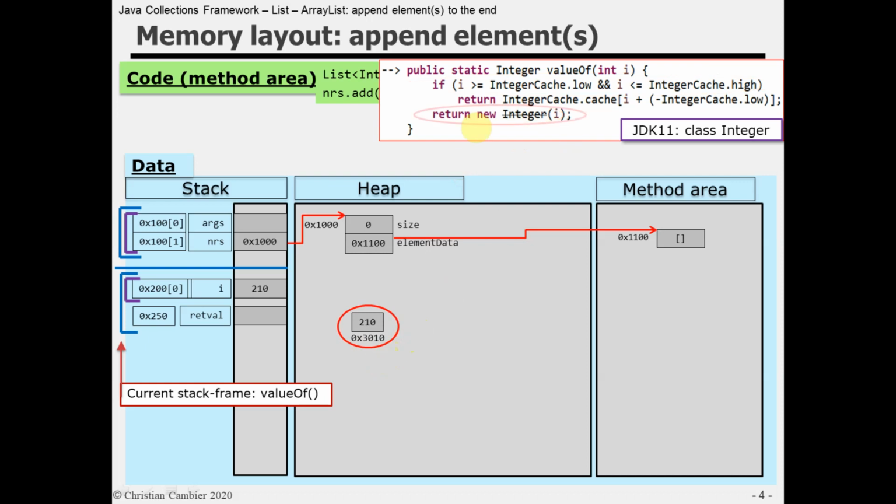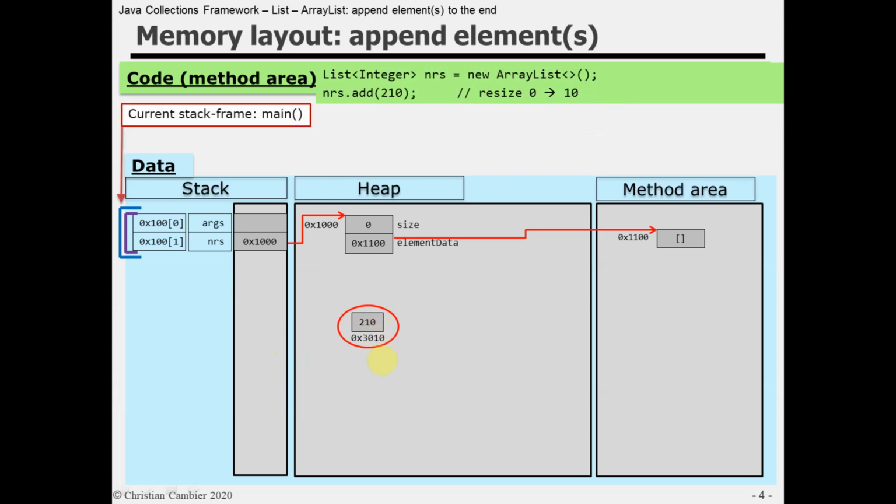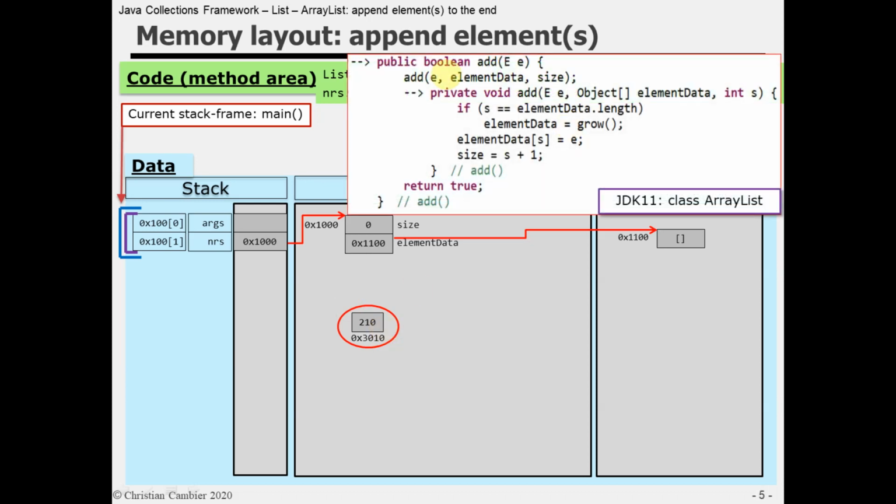Specifying the return value, so assigning the value to the return value of the method, then leaving the method, clearing the stack frame, but the Java runtime holds on to the wrapper object since we're in the process of invoking the add method, to which we pass now the reference to this object as argument. So method add of ArrayList is invoked. And again, JDK code. The reference to the wrapper object is passed as argument.